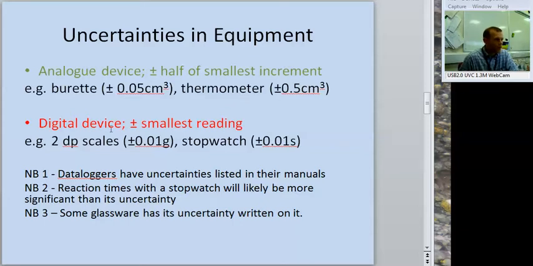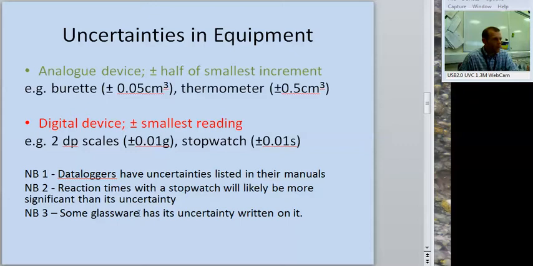If it's a digital device, you read it to the smallest decimal place. It's something like some scales that are 2 decimal places. The uncertainty is plus or minus 0.01. If it's a stopwatch, it's plus or minus 0.01 seconds. If you're using data loggers, then very often uncertainties will be listed in the manuals that come with them. Something like a stopwatch, maybe when you're writing your evaluation, whilst we can talk about the uncertainty here, it's more likely though that your reaction time is going to be not that sharp. So something to talk about in your evaluation.